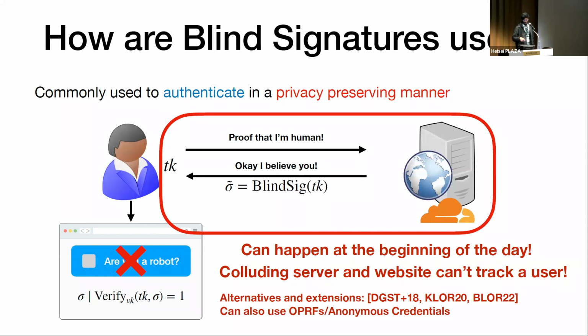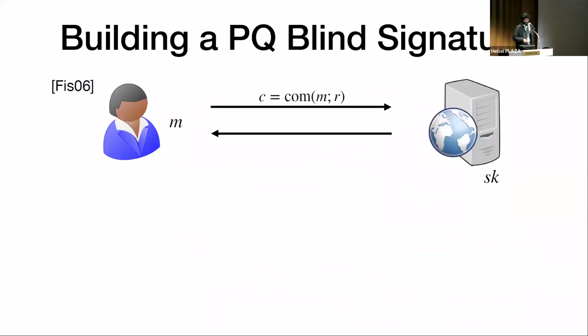There are many alternatives and extensions to what I've described here. The first paper was at PETS in 2018. It was called Privacy Pass and used oblivious pseudorandom functions. But there have been many extensions. And alternatively, you can also use anonymous credentials. Anonymous credentials give you a bit more. I'm not going to go into the details of that, but they're also harder to build. OK, so how would you build a post-quantum blind signature?